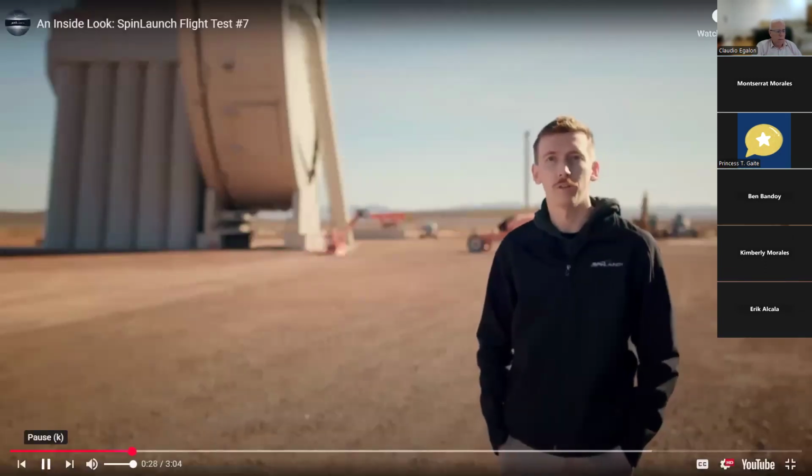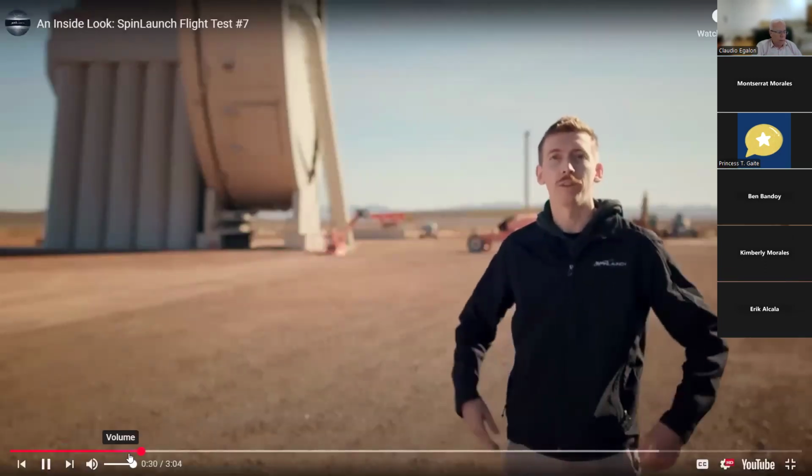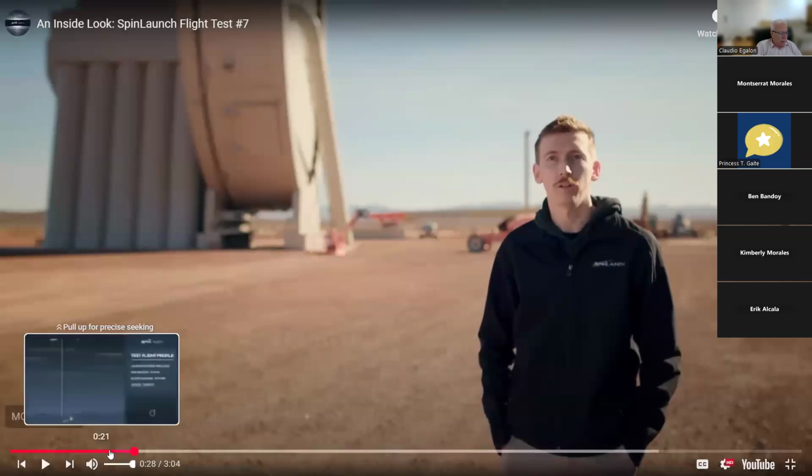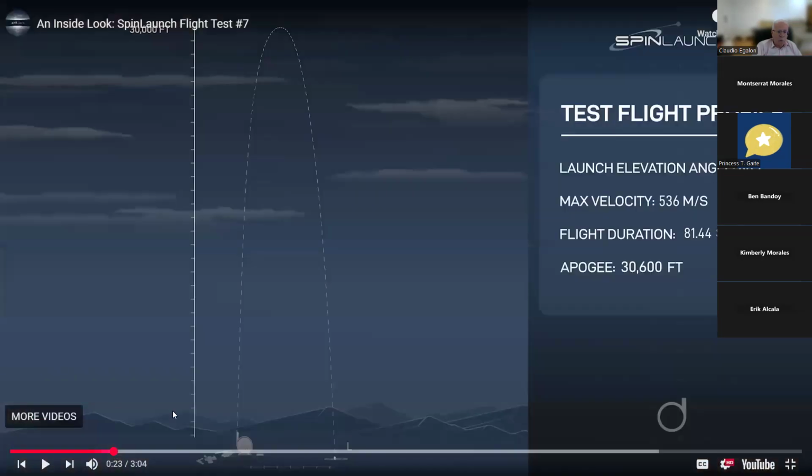We'll start by integrating the vehicle, pumping the system down, removing the atmosphere. Let me see here. I want to see this one. Launch elevation angle, 86.7 degrees. See that? Maximum velocity, 536 meters per second. I got more than that.